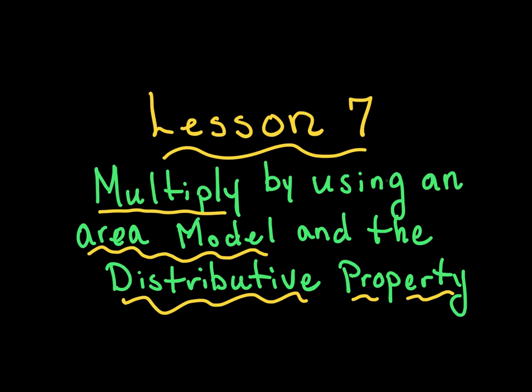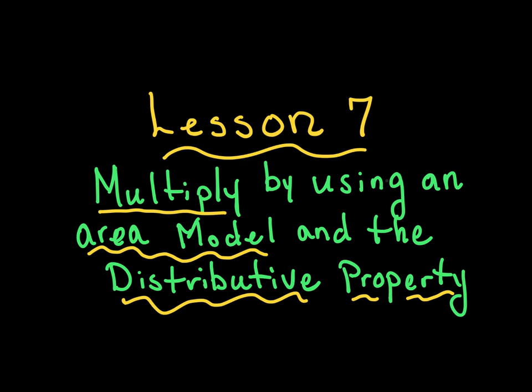Good evening. We're going to do lesson 7 in our module 2, multiply by using an area model and the distributive property. You've heard the distributive property. We've been doing that all along when you distribute the number you're going to multiply with the other factors. Tonight we're going to add to that, and we're going to do something with area model. A lot of you already know what area is because we have done that before in previous lessons, where A equals length times width.